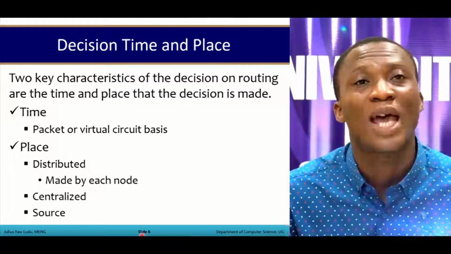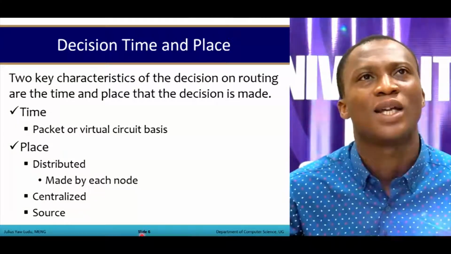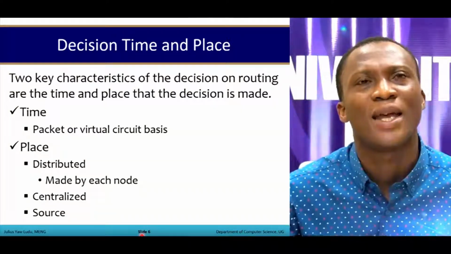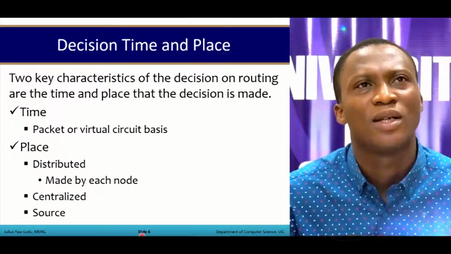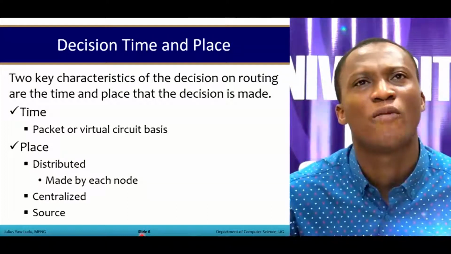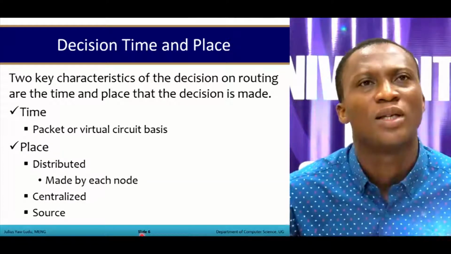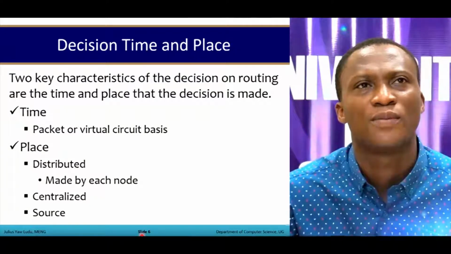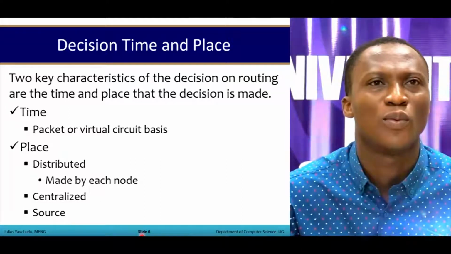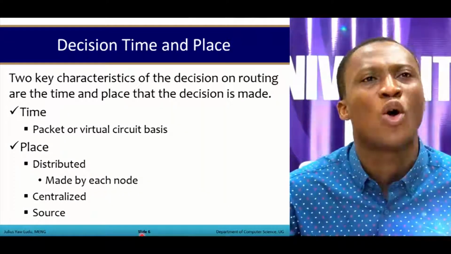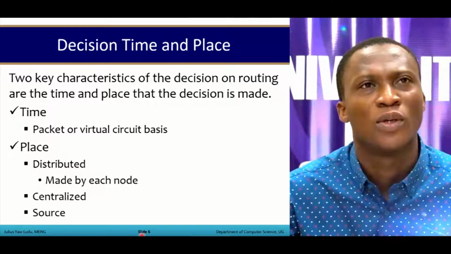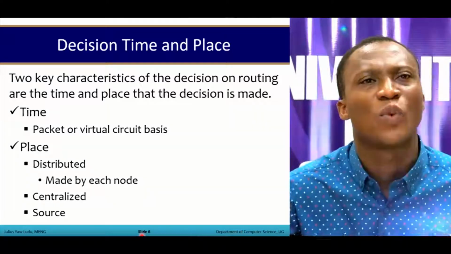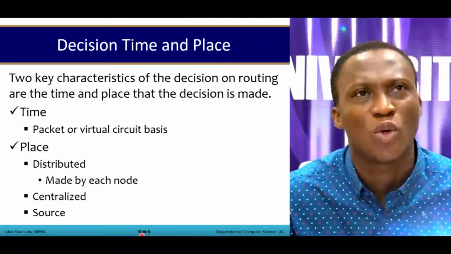Now, we want to look at decision time and place. There are two key characteristics of the decision on routing, and these are the time and the place that the decision is made. Time has to do with whether it's packet or virtual circuit based timing that we are using, whether it's packet switch or virtual circuit. If it's packet switch, we know whether it's datagram or virtual circuit also. Now, the place, we are talking about whether it's distributed, centralized, or from the source.